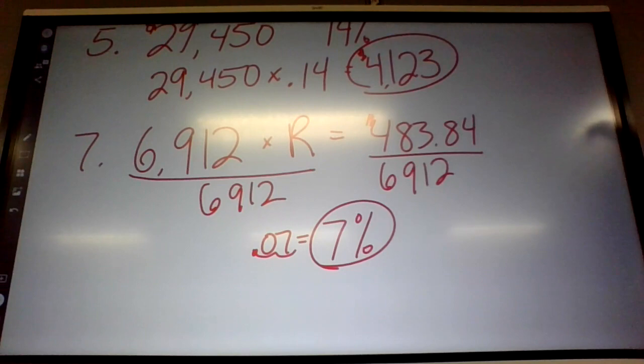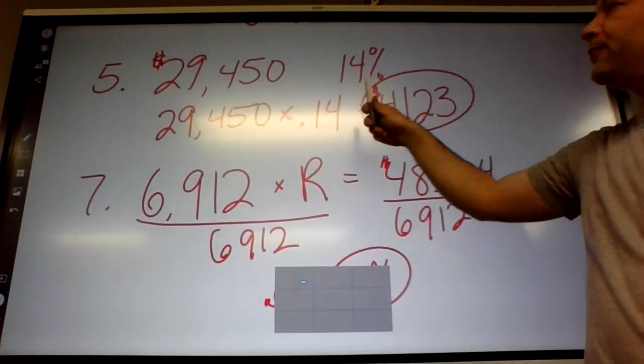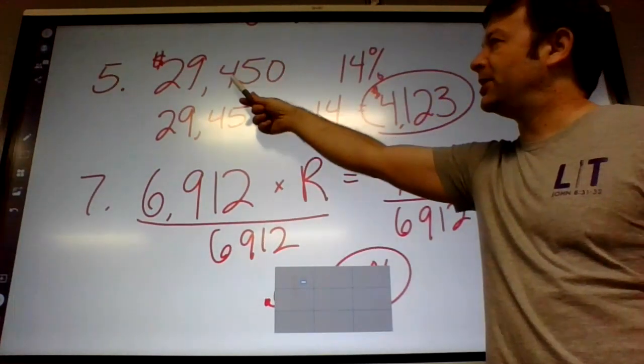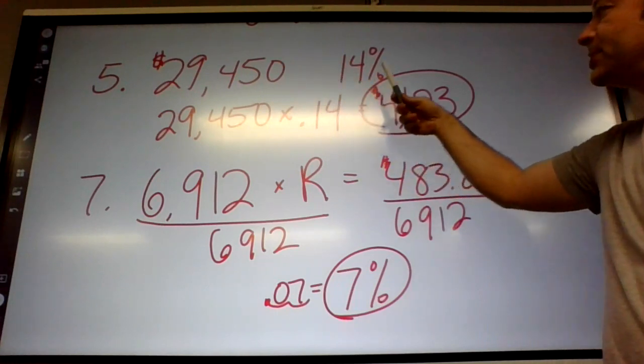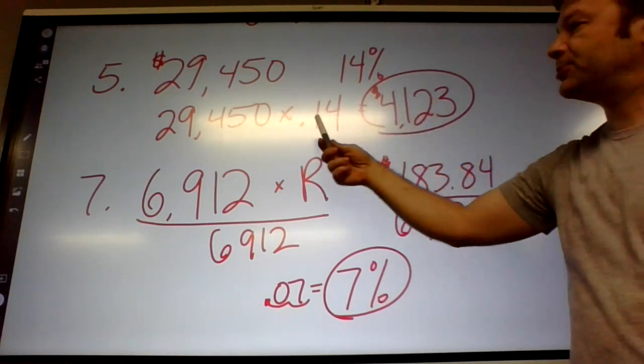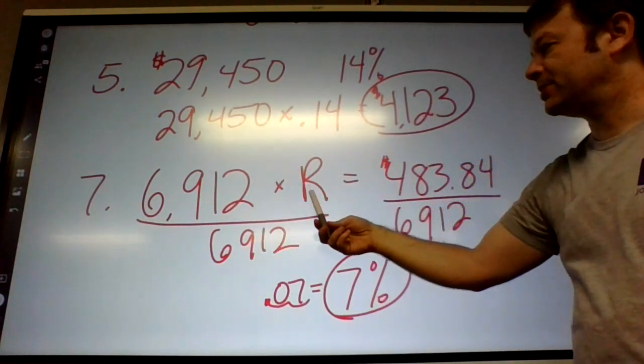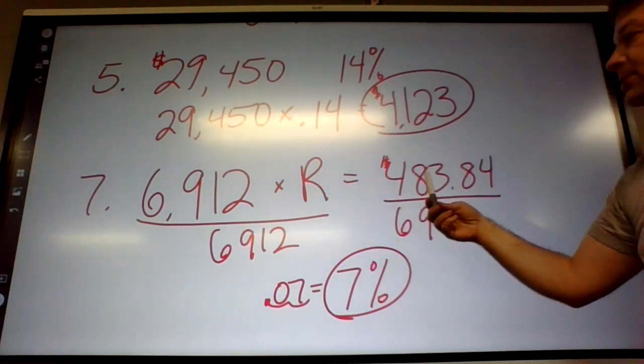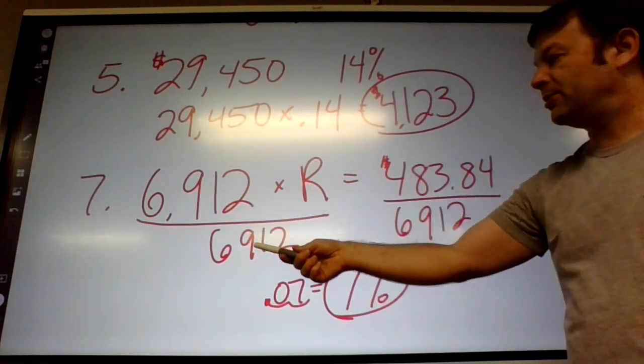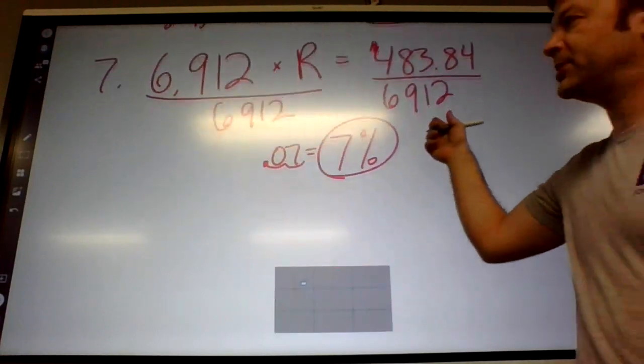So on 5, we just said the money times 14% equals the commission. This one was the money times an unknown rate equals the commission. So to solve for the unknown, we had to divide and do a little bit of algebra.